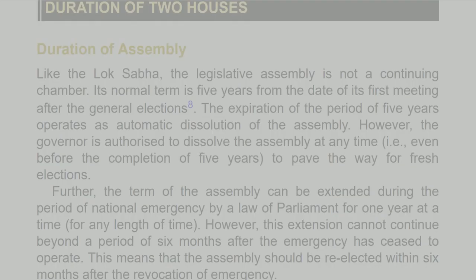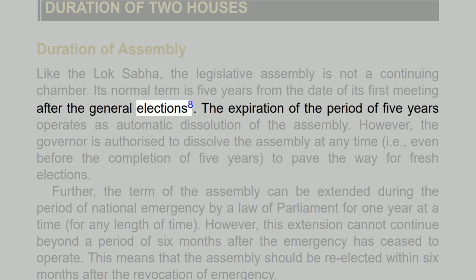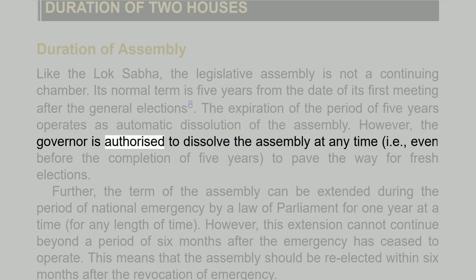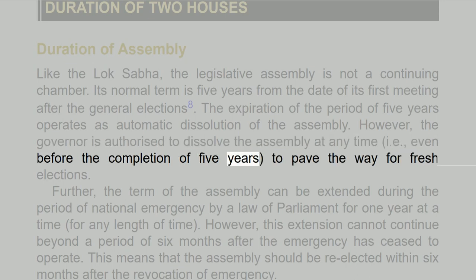Duration of the two houses. Duration of assembly. Like the Lok Sabha, the Legislative Assembly is not a continuing chamber. Its normal term is 5 years from the date of its first meeting after the general elections. The expiration of the period of 5 years operates as automatic dissolution of the Assembly. However, the governor is authorized to dissolve the Assembly at any time, i.e., even before the completion of 5 years, to pave the way for fresh elections.